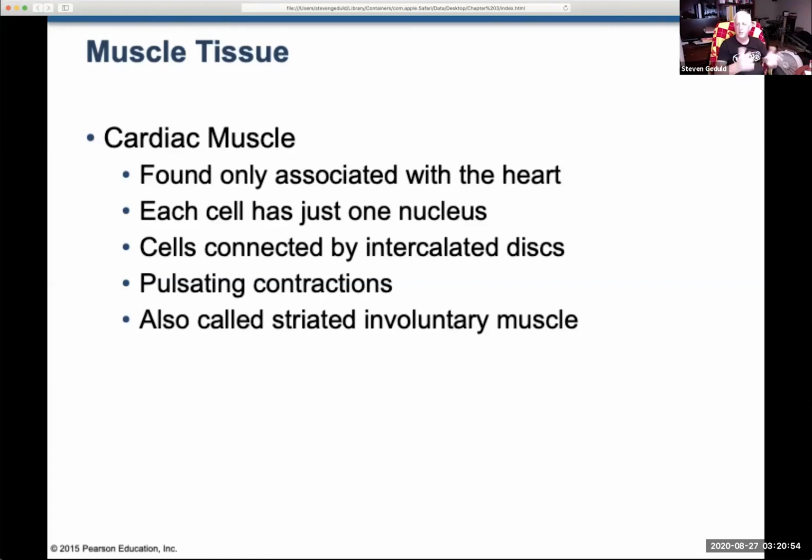Cardiac muscle is found only associated with the heart, therefore the name cardiac muscle. Each cell has just one nucleus. Skeletal muscle has multiple nuclei. Cells are connected by intercalated discs. This is the key word. This is what's going to allow you to identify cardiac muscle on a histological slide. You will look for intercalated discs, and I guarantee you, the slide on your exam will show intercalated discs. Intercalated discs are there because the cells have to coordinate and all contract together. They allow the cells to communicate so the heart makes an effective pump, so that everything contracts together.